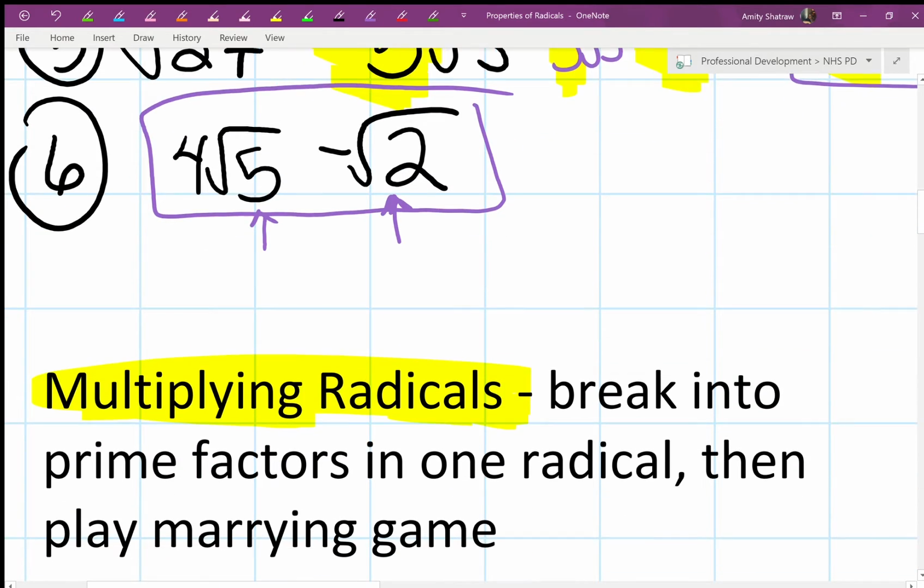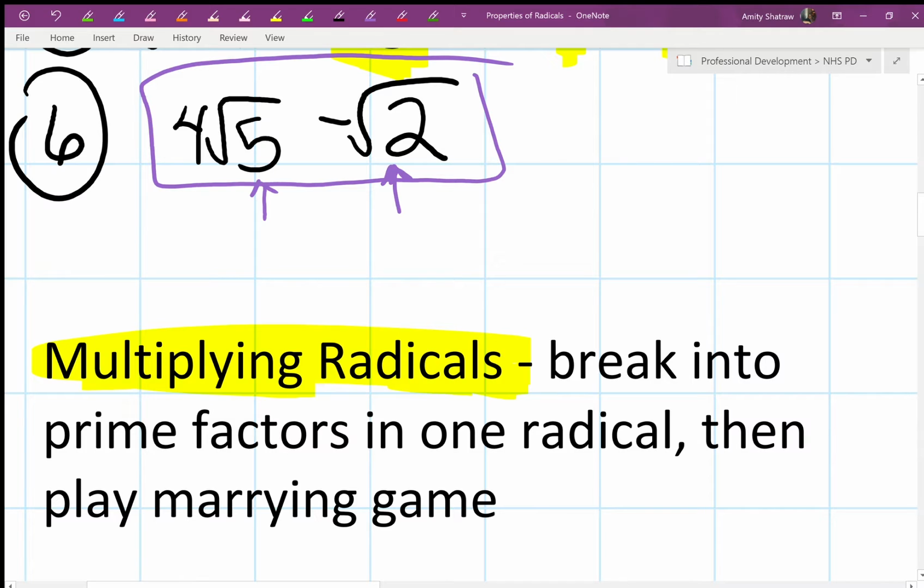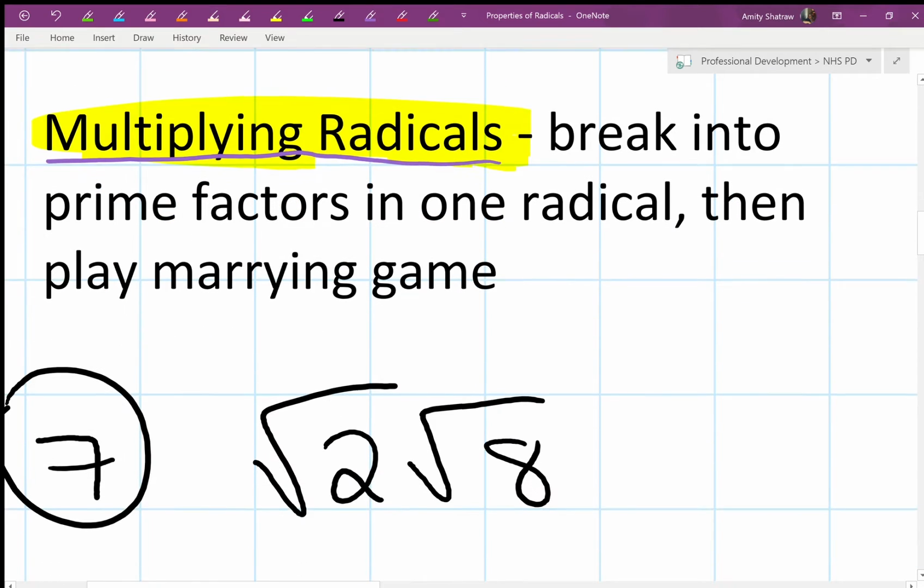With multiplying, it's a little bit different. I want to focus on the rules here. It says break into prime factors in one radical, then play the marrying game. So if you watched my video on the best way to simplify radicals, I think you'll be in good hands.